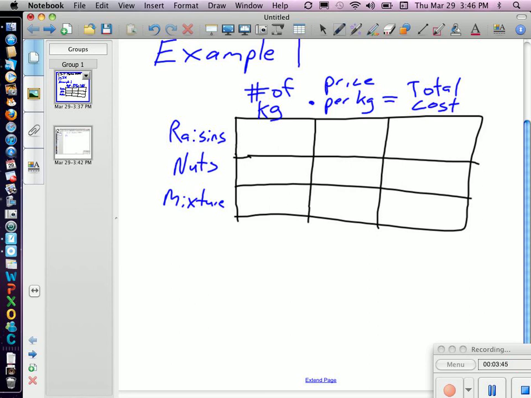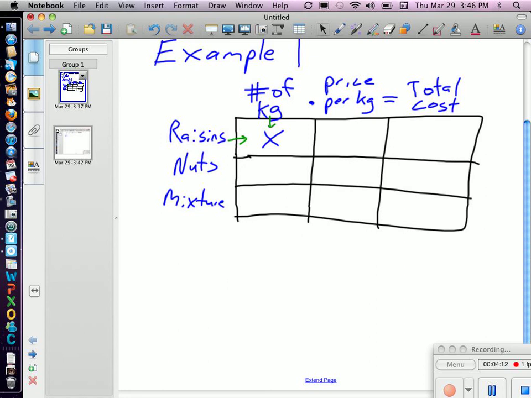So remember, part of the 5-step problem-solving method is identifying and defining your variable. You don't actually have to say that x equals the number of kilograms of raisins because it's in that cell of the chart. So if I put x there, you can tell it's number of kilograms of raisins because it comes from both of these headings, right?